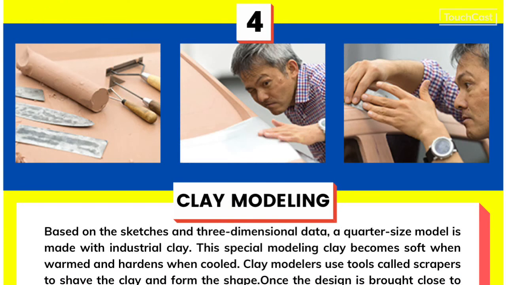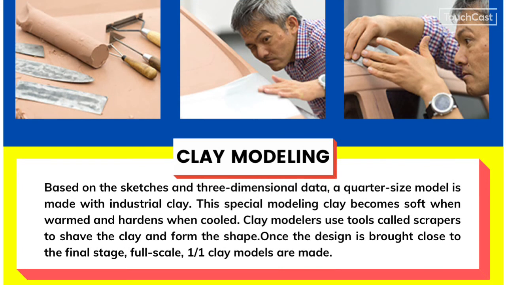The fourth process is clay modeling. Based on the sketches and three-dimensional data, a quarter-size model is made with industrial clay. This special modeling clay becomes soft when warm and hardens when cool. Clay modelers use tools called scrapers to shape the clay and form the shape. Once the design is brought close to the final stage, full-scale one-to-one clay models are made.